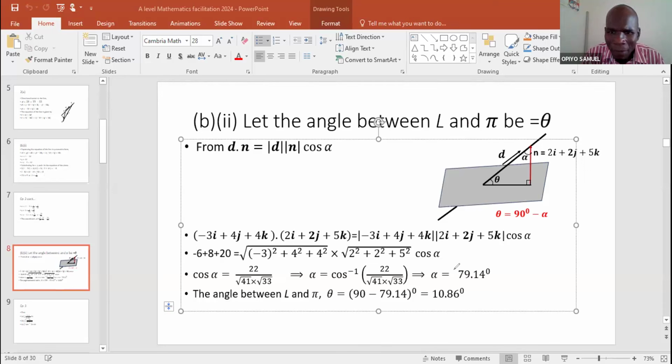This one should be 53.27. So we correct our answer to 2 decimal places only. For angles, you can correct to 2 decimal places, not more than that. It can be to 1 or 2. That is for angles. Okay, thank you, sir.